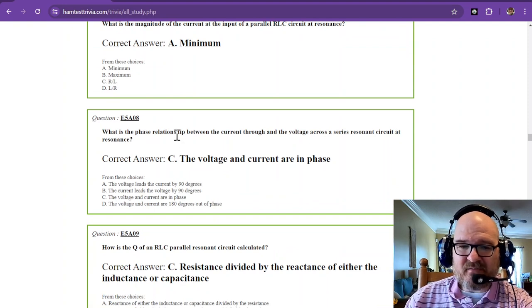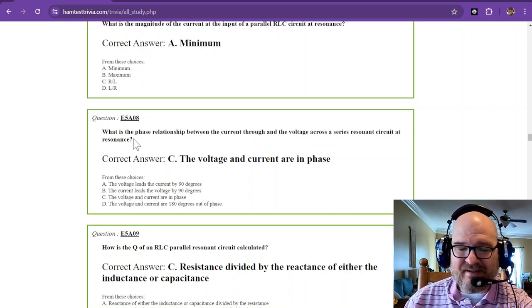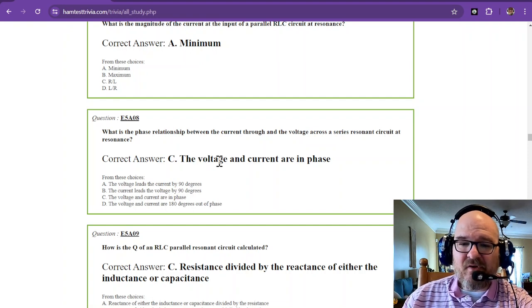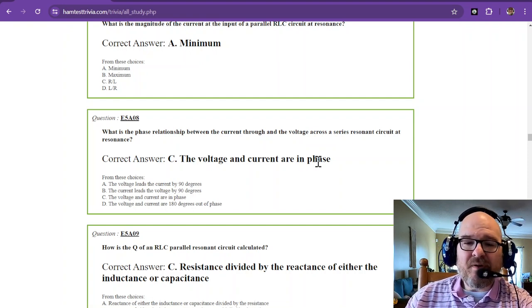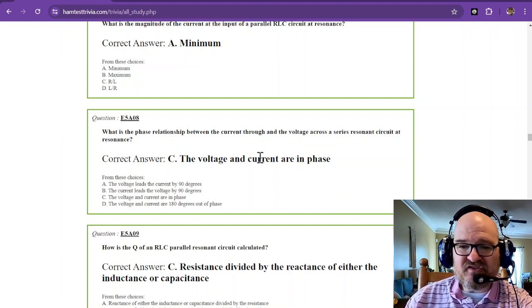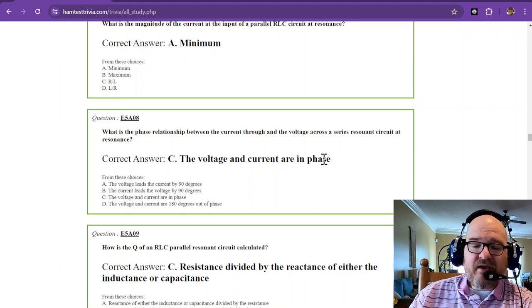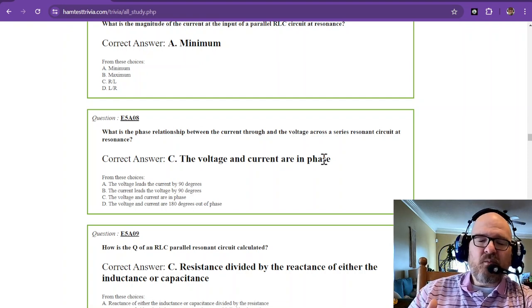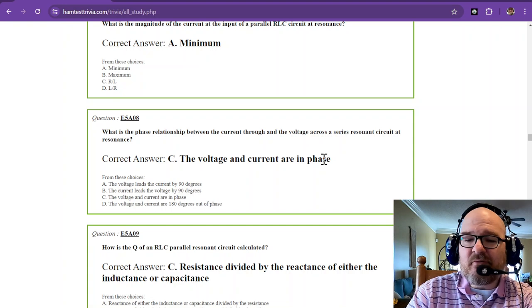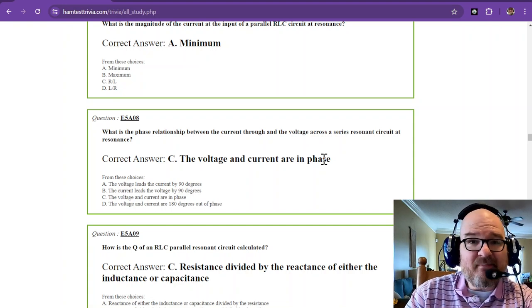What is the phase relationship between the current through and the voltage across a series resonant circuit at resonance? The voltage and current are going to be in phase. The voltage and current are in phase. So the way this works is you can kind of remember this with Eli the Iceman.